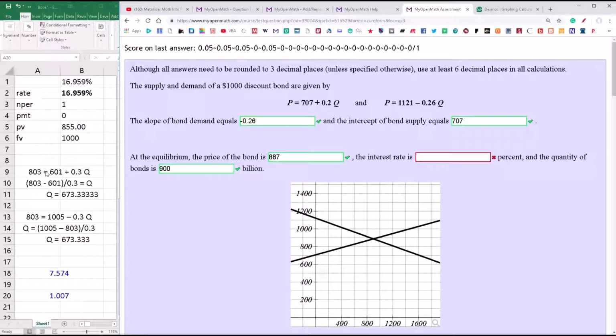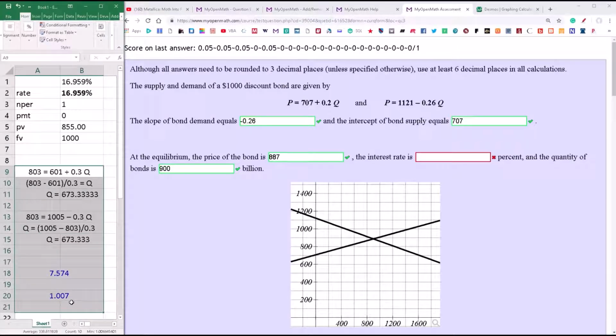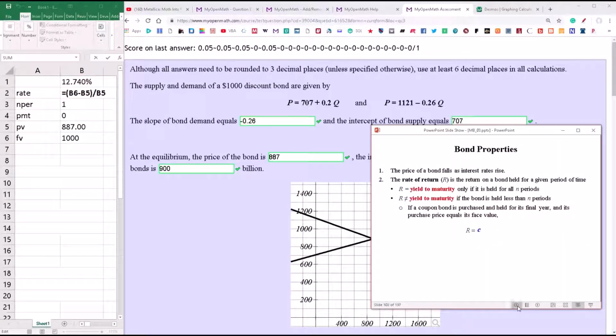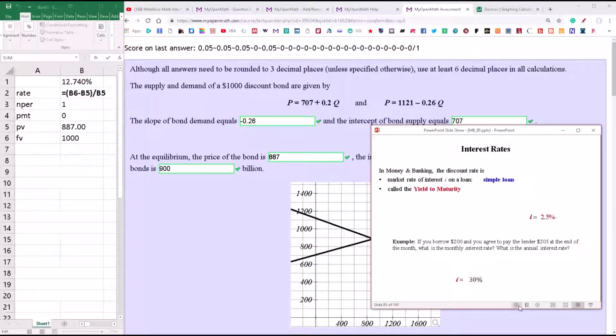So again, I'm going to go ahead and delete all this stuff out here. We have a 1 period bond, and we have a discount bond, so we have a 0 coupon bond, so there's no payment. The price is $887. The face value is $1,000, and so we have to find the rate, the yield to maturity, and we can use our equation from our PowerPoint notes.